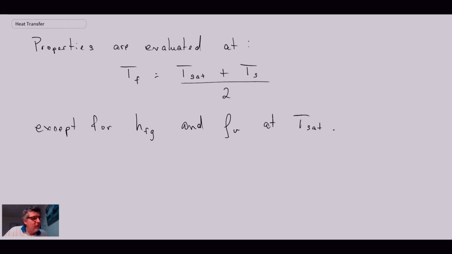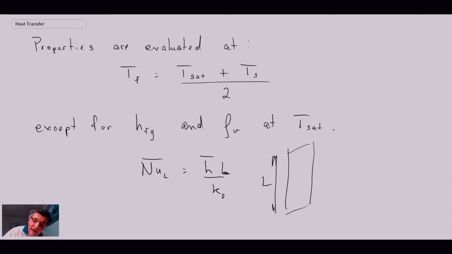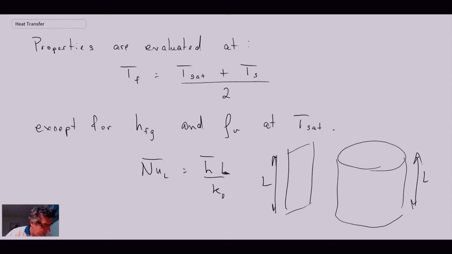So that is Nusselt's correlation, and quite often it would be presented as the Nusselt number, h bar L over k, where k is the liquid conductivity, and L is the vertical dimension for whatever we're looking at. If we're looking at a vertical plate, that would be the length of the plate. If we're looking at a big cylinder, that would be the height of the cylinder. So L is our characteristic dimension. But anyways, that is Nusselt's correlation.